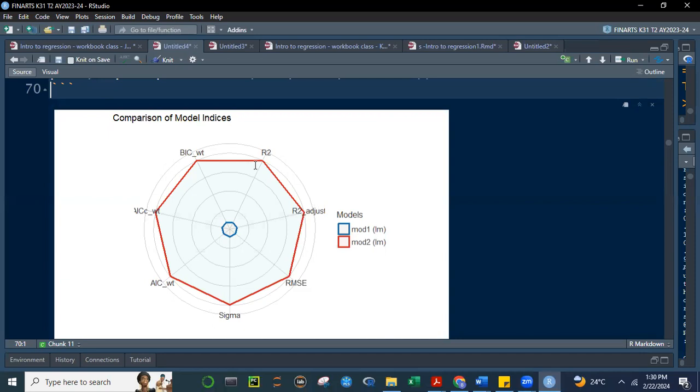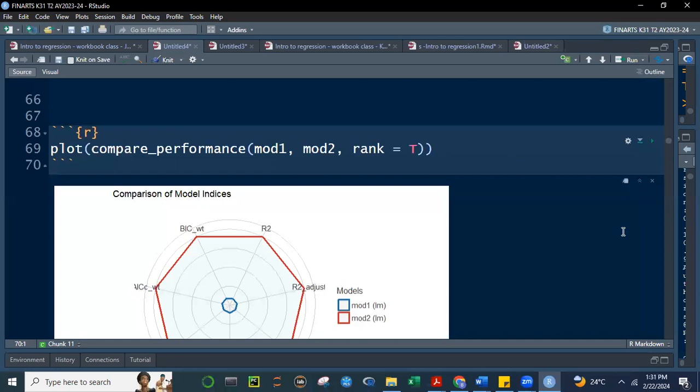So in terms of R squared, mas okay siya model number 2 compared to model number 1. In terms of adjusted R squared, mas okay din siya. RMSE also, sigma, AIC weighted, BIC weighted, and then the R squared. In all aspects, mas maganda si model number 2. Okay? So that's what this plot compare performance does.